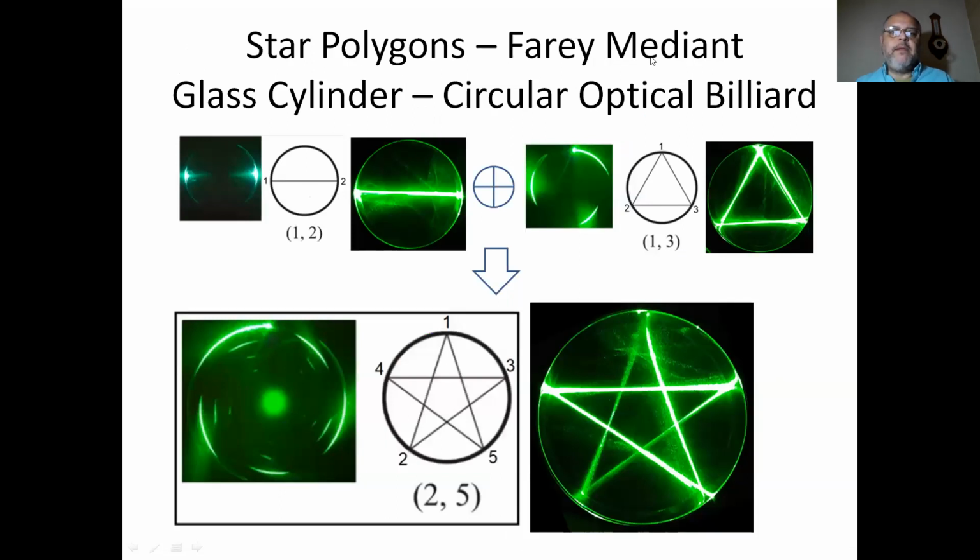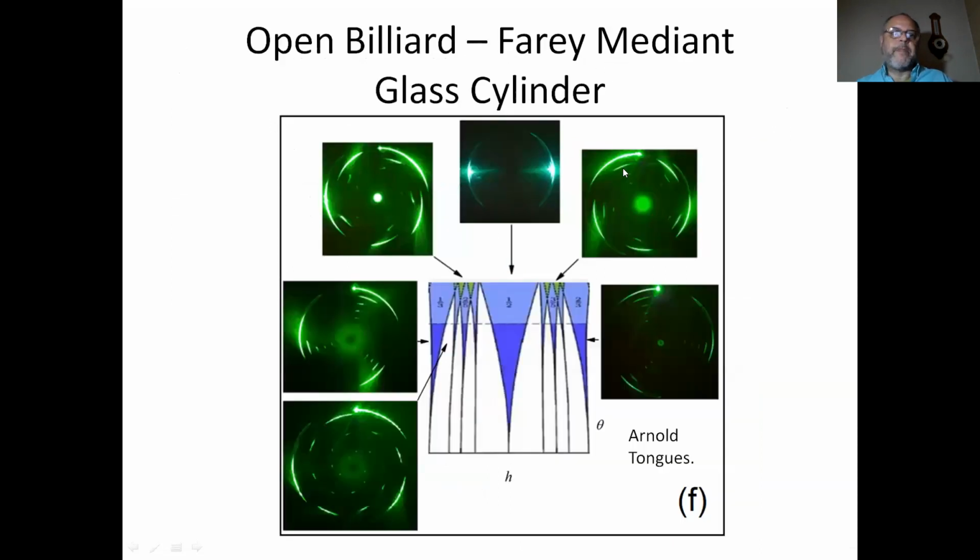Star polygons, Farey mediant in a glass cylinder, like this, and the same thing for a circular optical billiard that we show in the movie: a period 2, a period 3, and a pentagram. The combination of these two modes results in this third one due to the Farey mediant. In the open billiard of a glass cylinder, we have this Farey mediant represented in Arnold tongues. This diagram represents the Arnold tongues: we have period 2, period 3, period 5 between them, and quasi-periodic behavior.